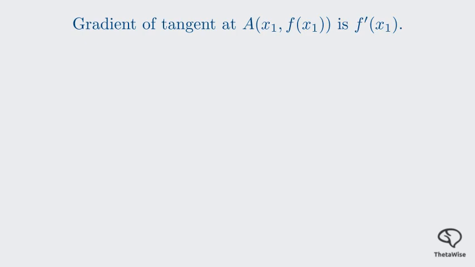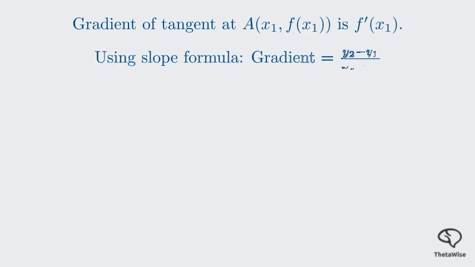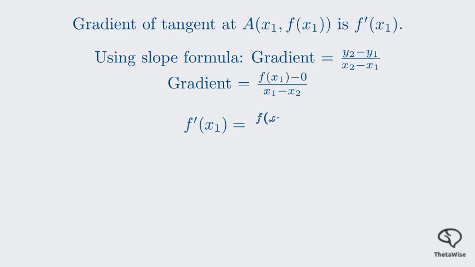B, (x2, 0). Using the slope formula, rise over run, the gradient is f of x1 minus 0, all over x1 minus x2. So we can equate these two expressions for the gradient. We have f prime of x1 equals f of x1 divided by x1 minus x2. Now we just need to rearrange this equation to solve for our new approximation, x2.